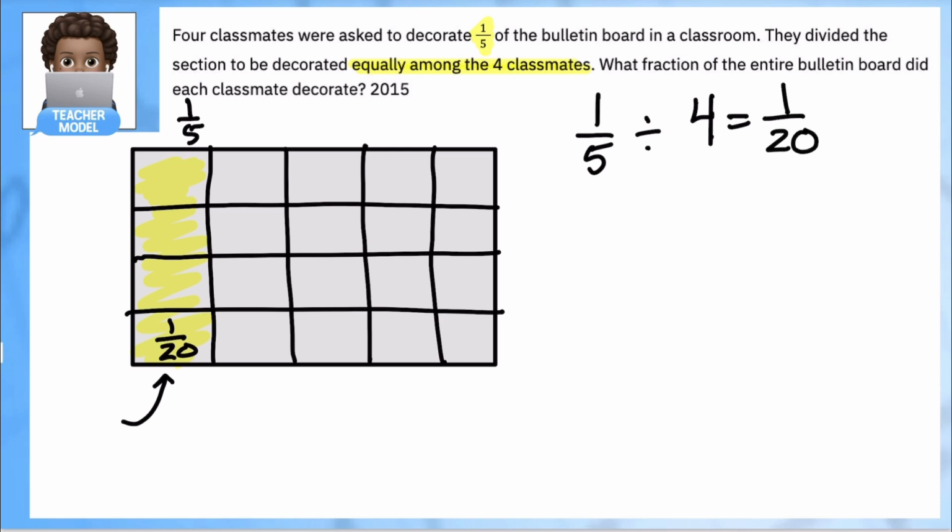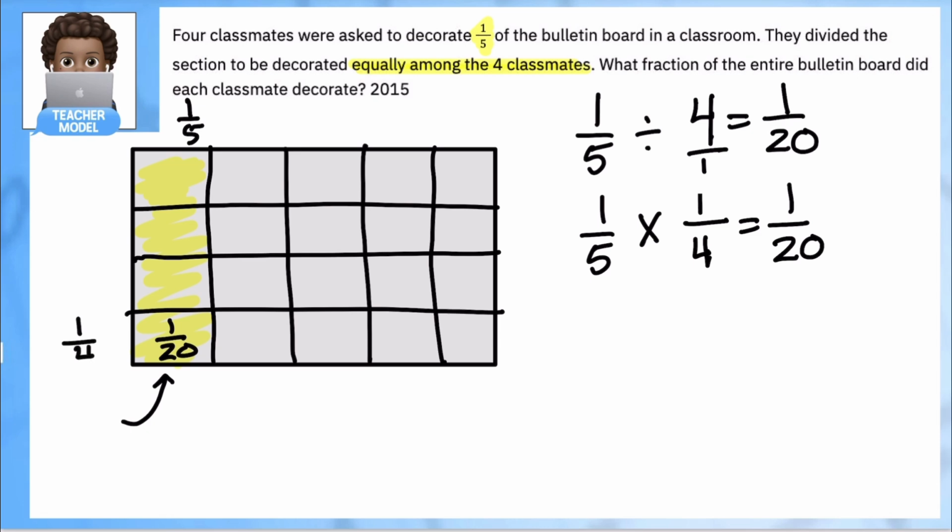Again, how does that work? I have 1/5. I'm going to rewrite as multiplication. And I'm going to flip this over as, instead of 4 over 1, 1 over 4. And now I can see why I get 1 over 20. Because I only want 1/4 of the 1/5. That's what I'm looking for. I want 1/4 of the 1/5. A fourth of the number. And that gives me my 1/20th.